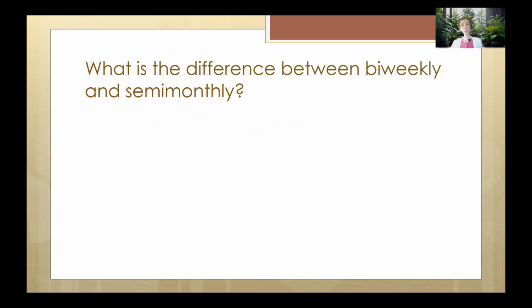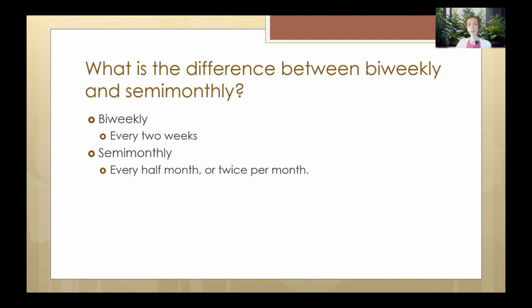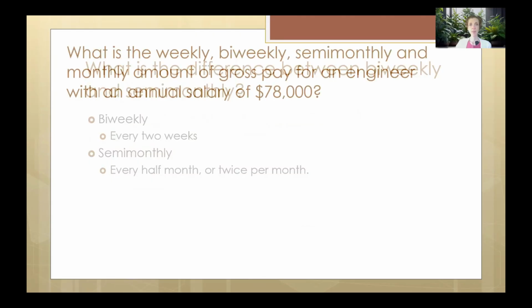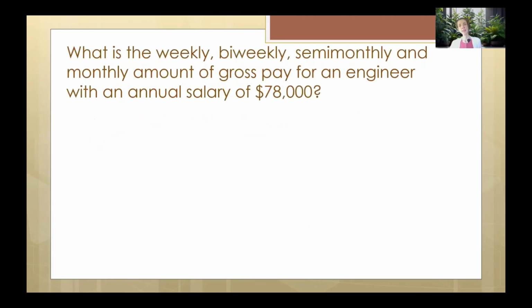So the difference between biweekly and semi-monthly, students sometimes get those confused, right? So biweekly is every 2 weeks, and semi-monthly is every half a month or twice per month. So remember, biweekly is 26 paychecks per year, and semi-monthly would be 24 paychecks per year. Okay? So what is the weekly, biweekly, semi-monthly, and monthly amount of gross pay for an engineer with an annual salary of $78,000? So let's start with the weekly.